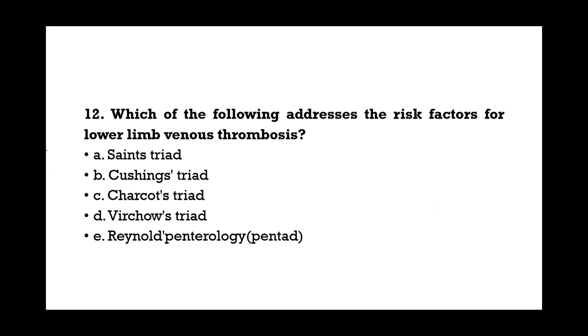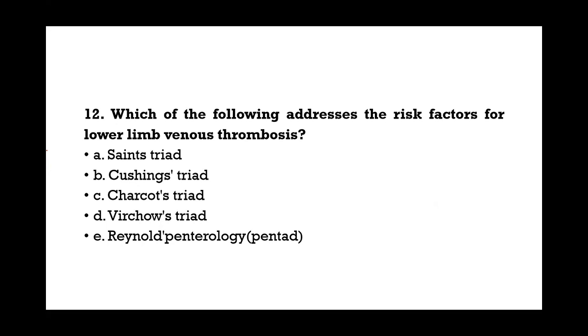Number 2, which of the following addresses the risk factor for lower limb thrombosis? A, Saint's triad. B, Cushing's triad. C, Charcot's triad. D, Virchow's triad. E, Reynolds pentad or pentalogy.